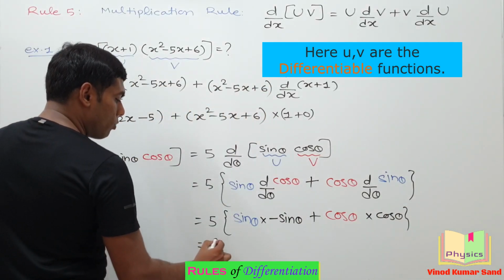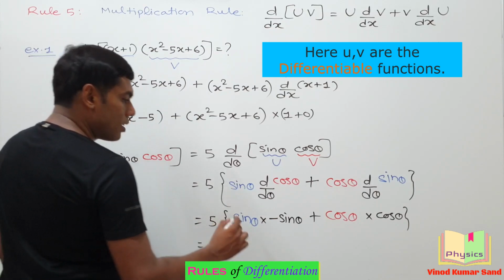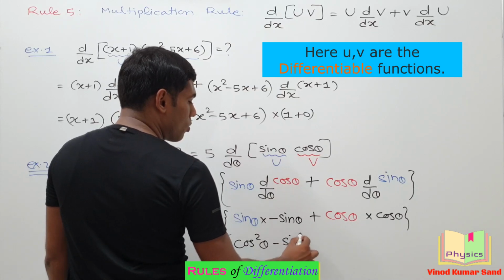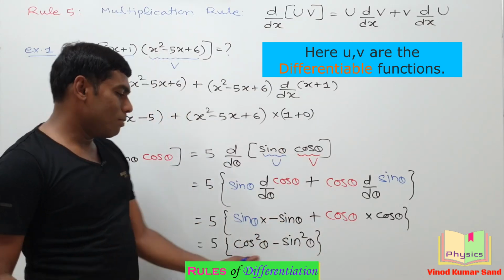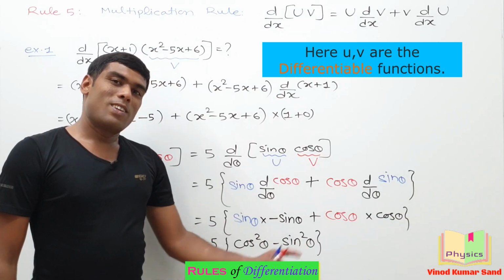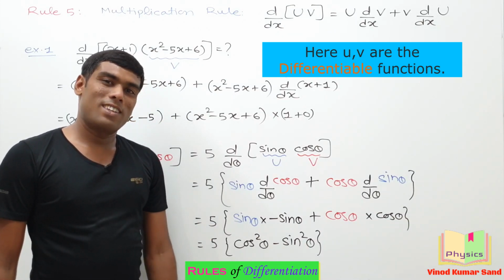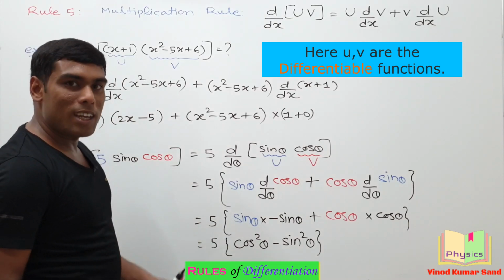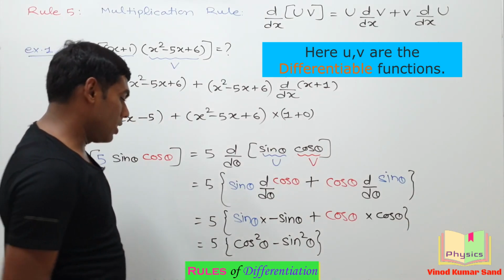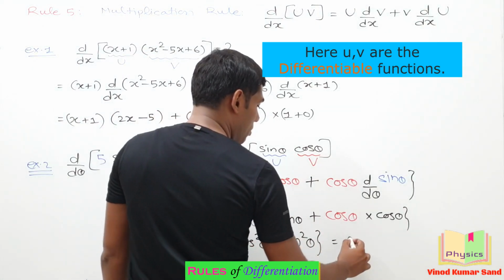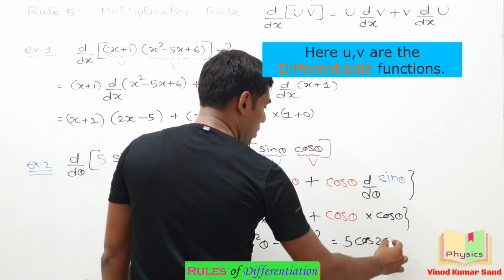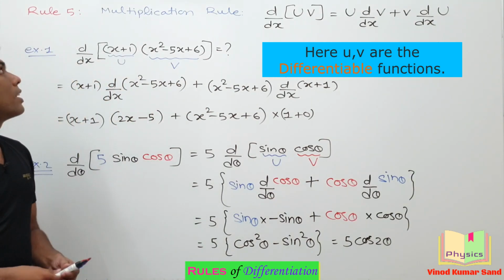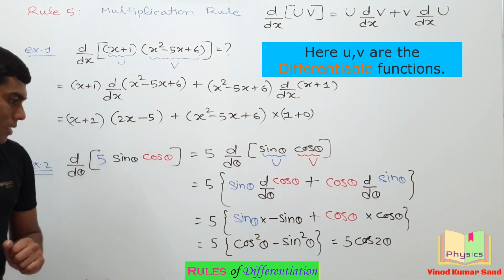Simplifying it further, 5 and this bracket has cos square theta minus sine square theta. Is it some trigonometric identity? Cos square theta minus sine square theta. Do you remember something? Cos square theta minus sine square theta can be written as cos of 2 theta. So this will be 5 cos of 2 theta. This is the final answer. You can note down the things up to here. Then we'll take up rule number 6.